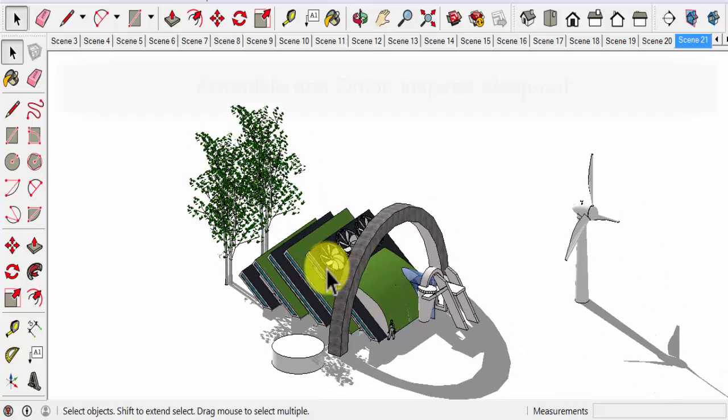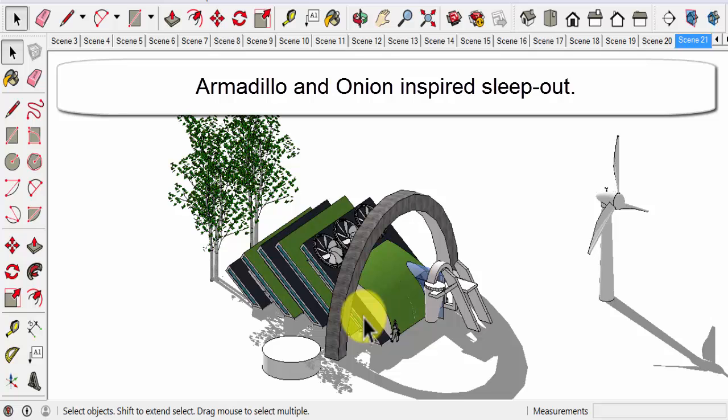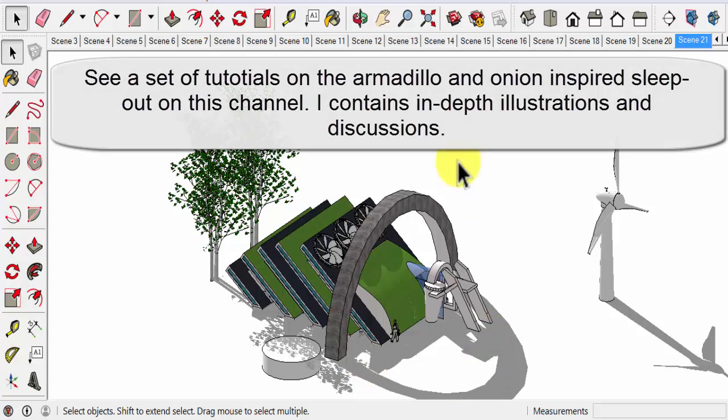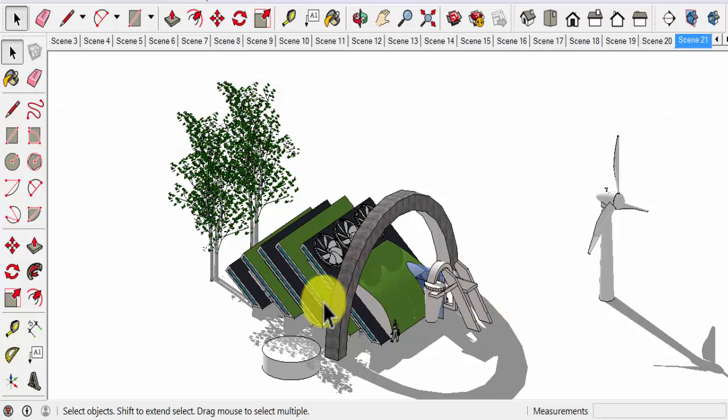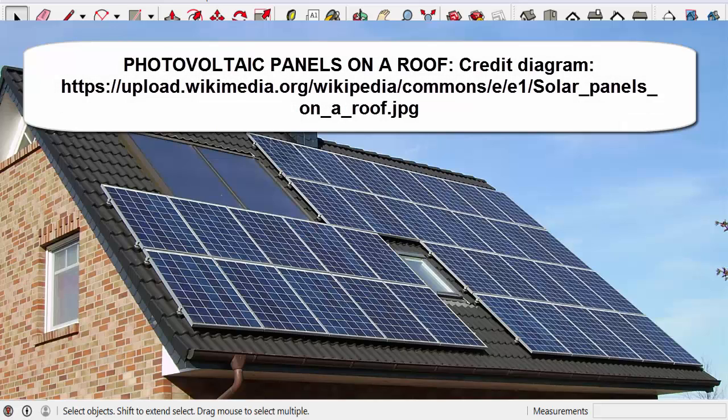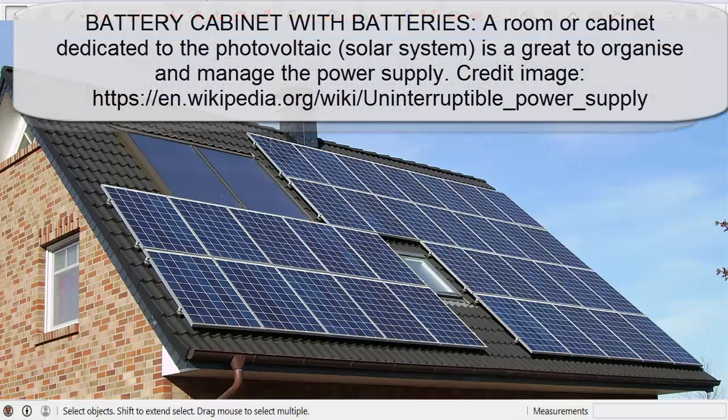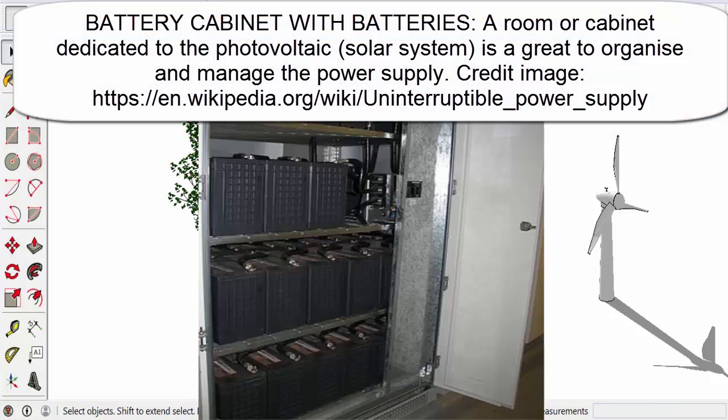Now we have the Armadillo and Onion inspired sleep out. You can get the information on the other video tutorials on this channel, but I'm going to continue now. The energy efficiency which we will look at will be the photovoltaic panels, those black panels right there. Photovoltaic meaning photo light, voltaic meaning the sunlight is converted to electricity and stored into batteries, and that power is supplied to the house for electricity in general.